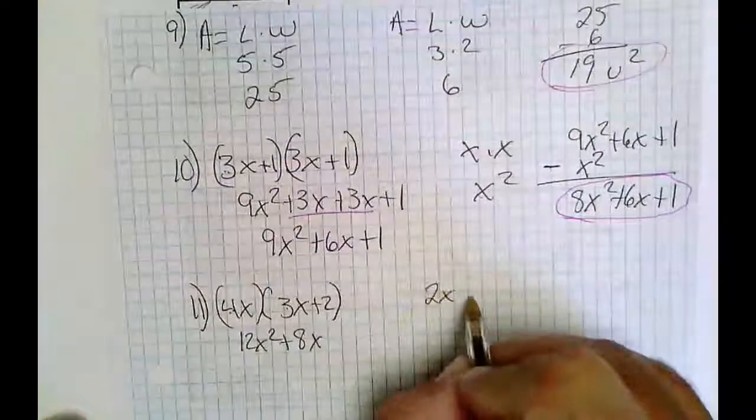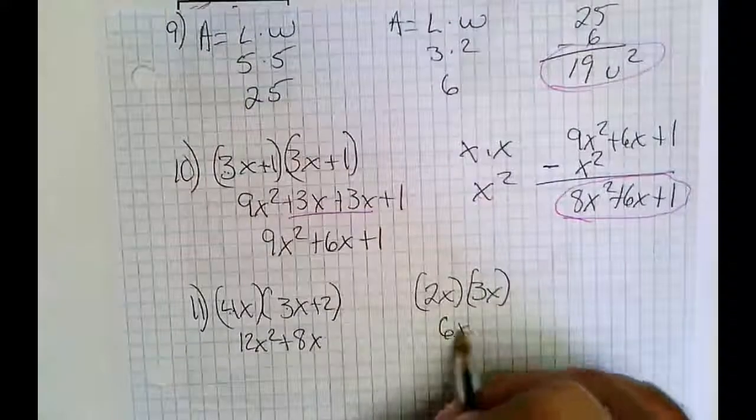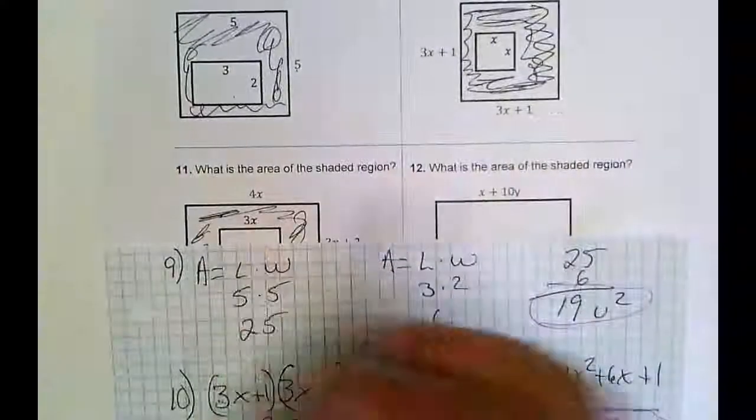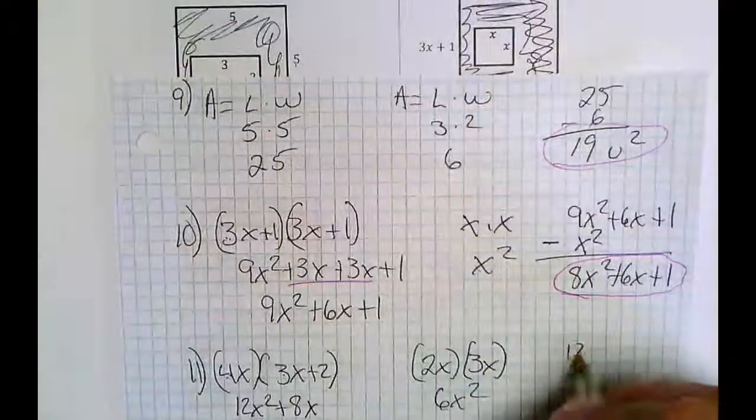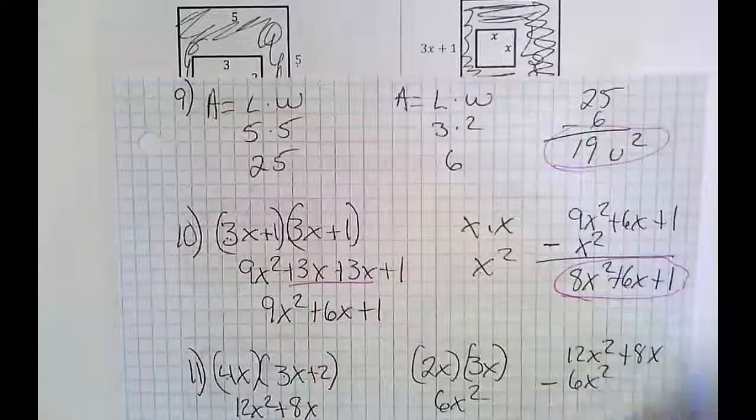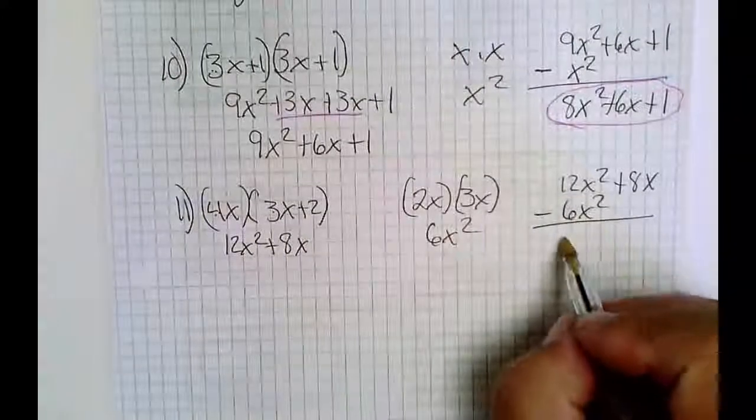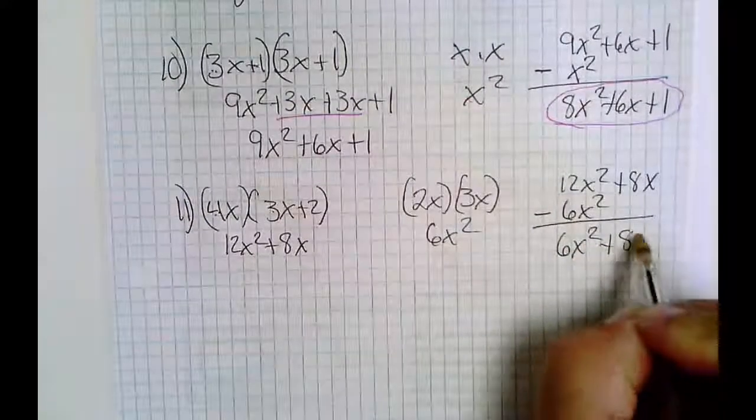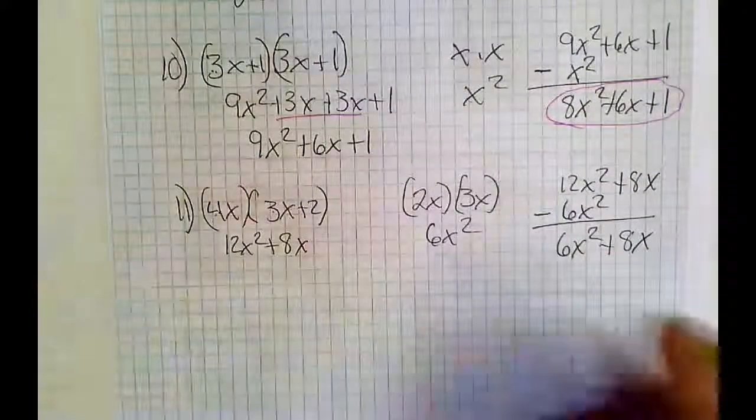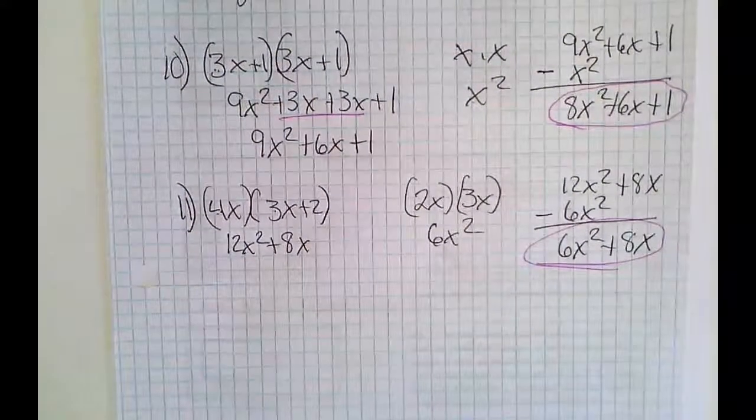That's 2x times 3x. That gives me 6x squared. Again, since I want to find the area of the shaded region, I'm subtracting 12x squared plus 8x minus 6x squared. That gives me 6x squared plus 8x. And I'm done. Okay? So that's all I have to do.